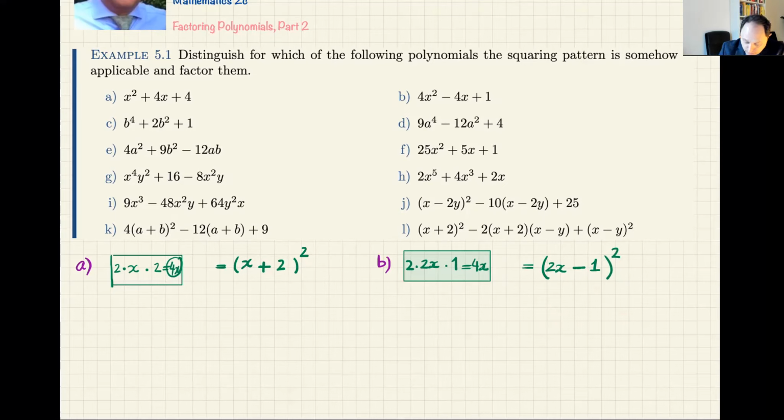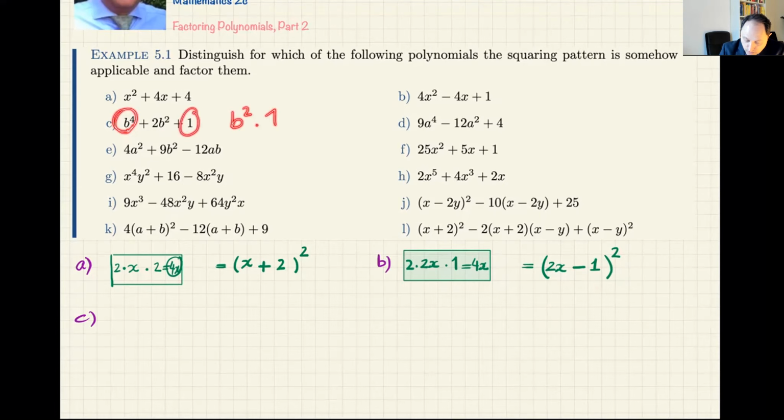Okay, so part C. Here I have 3 terms. 2 of them are complete squares. So I take the square root of this one, it is b squared. The square root of this one is 1. I multiply it to myself, it becomes 2b squared, which is exactly the middle term. So yes, this is a squaring pattern.